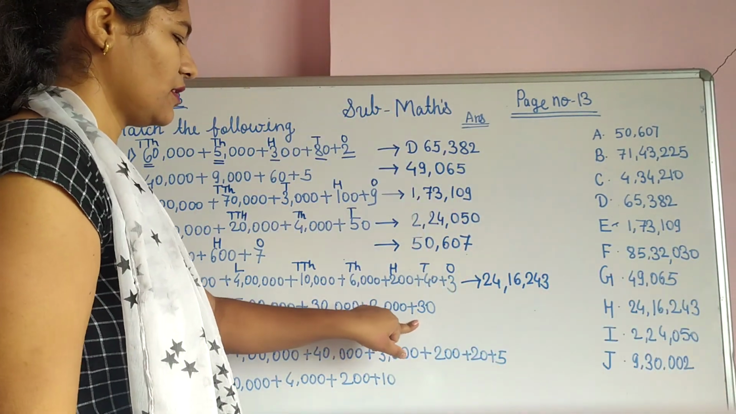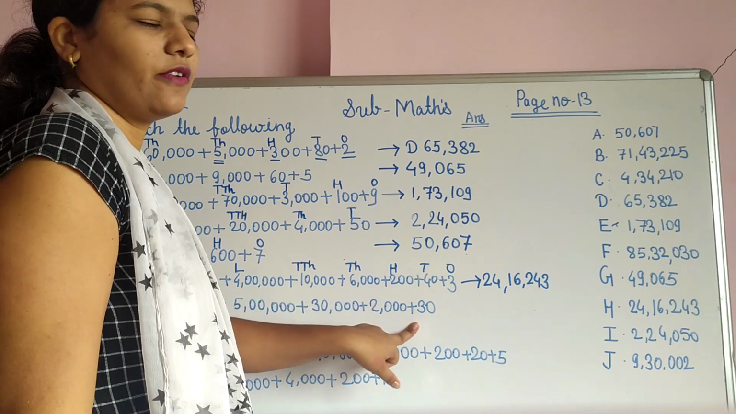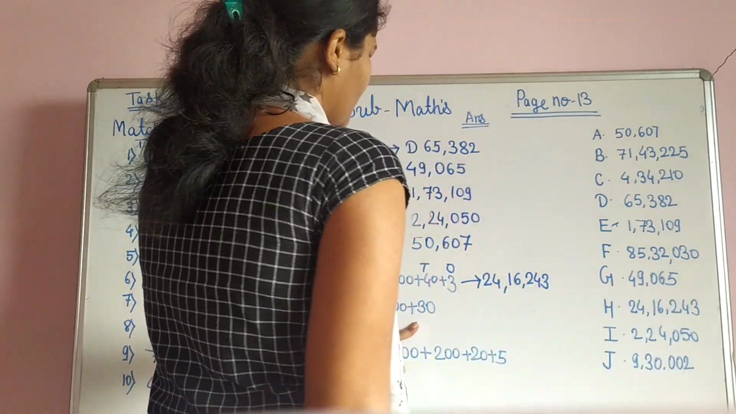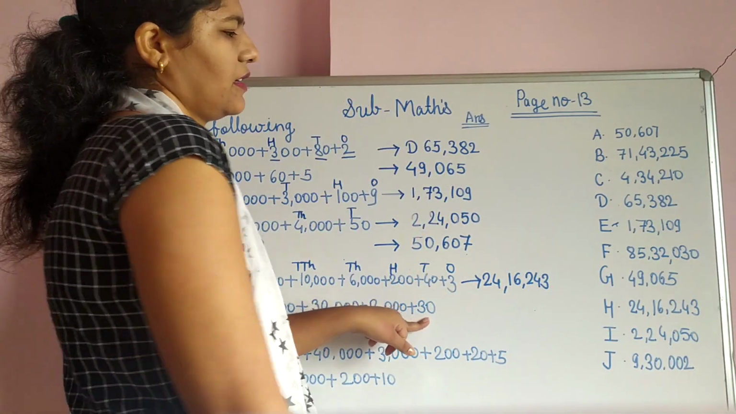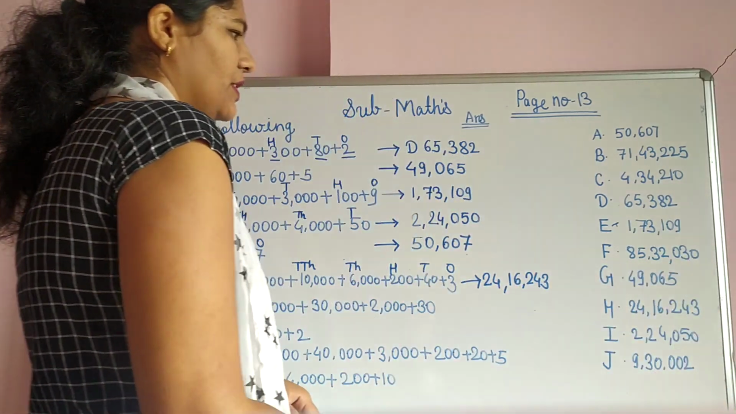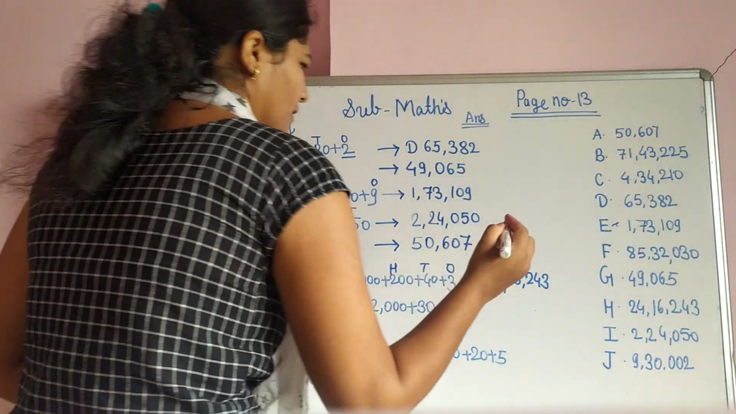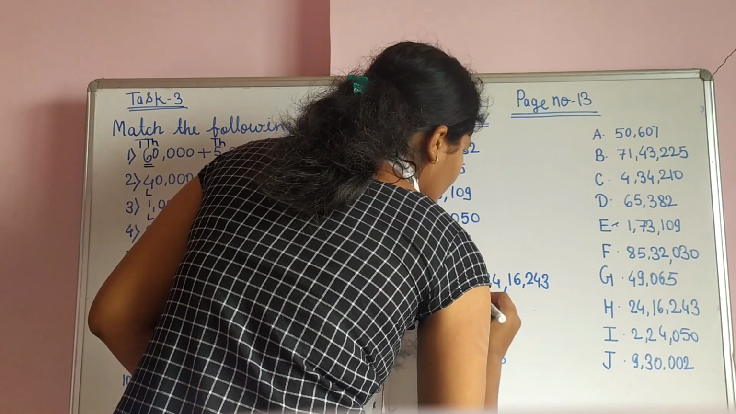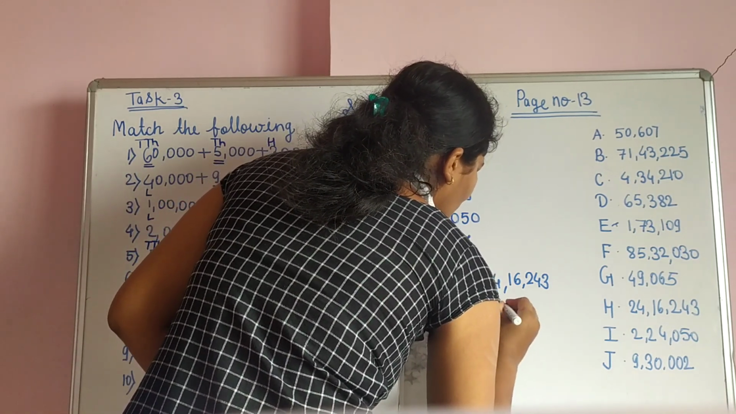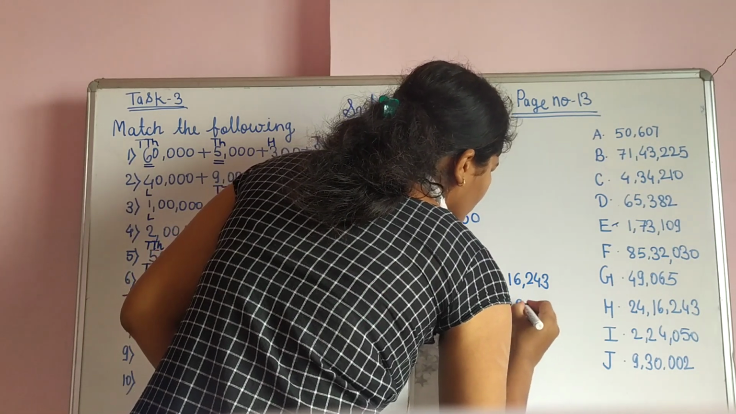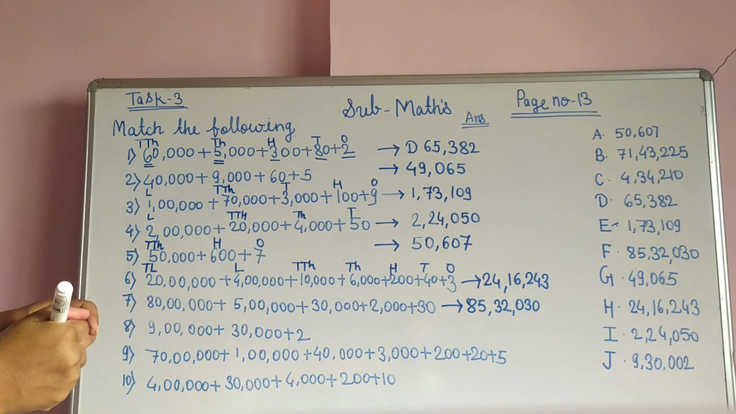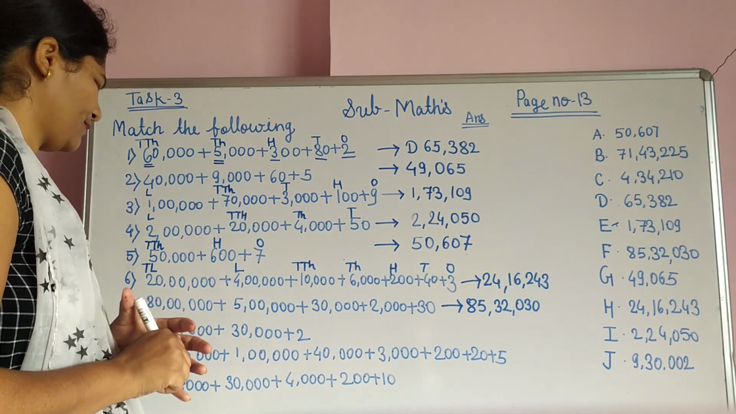100 place, what is there? Nothing is there. It means we want 0 there. So yes, here 0 is there. Then last, 3 is there. Yes, tens place has 3 and ones place has 0. So what is our answer? The answer is 85 lakh 32,030. Yes. Now we see the next one.